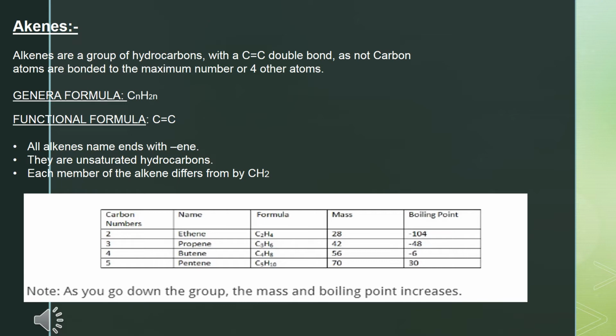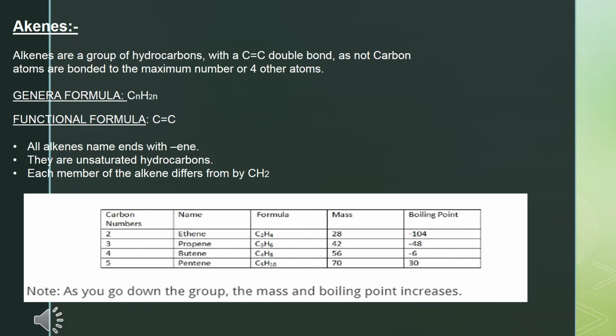Our second point is that they are unsaturated hydrocarbons. Remember, whenever there is a double or triple bond present between atoms, it means they are unsaturated, and when there is a single bond between two atoms, it means they are saturated. In the case of alkenes, because there is a double bond present between the two carbon atoms, we can say that they are unsaturated.